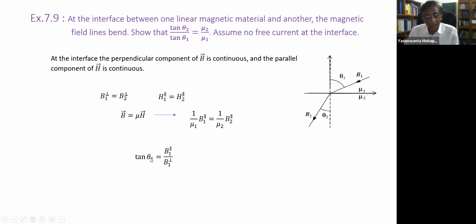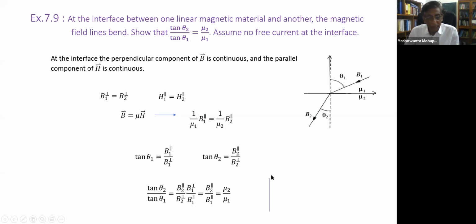And then I can find tan theta 1 as B1 parallel by B1 perpendicular, by the geometry itself. Similarly, tan theta 2 is B2 parallel by B2 perpendicular. Then I take the ratio, tan theta 1 by tan theta 2, which is B1 parallel B2 perpendicular by B1 perpendicular B2 parallel. The perpendicular components cancel because they are equal, and hence we are left with B1 parallel by B2 parallel, which is nothing but mu1 by mu2, and that is what is proved.